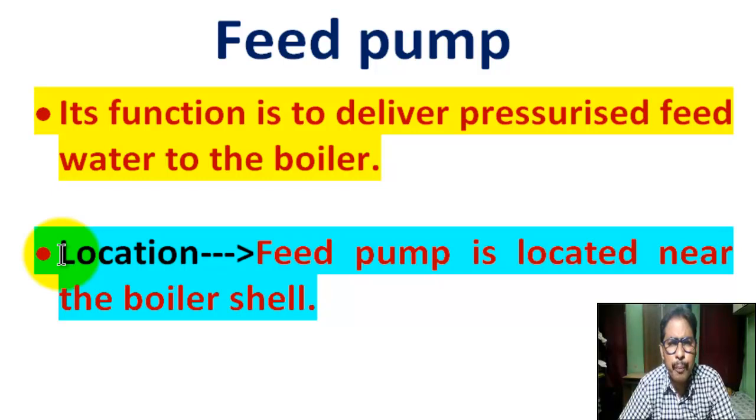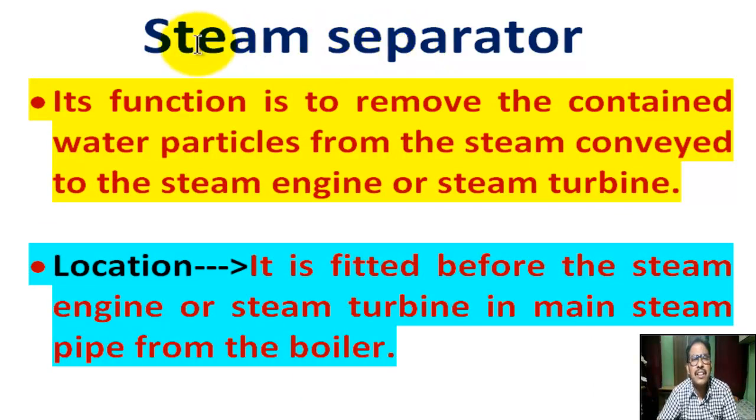Now, location of feed pump. Feed pump is located near the boiler shell. Okay. Next accessory, steam separator. The function of a steam separator is to remove the water particles from the steam conveyed to the steam engine or steam turbine.